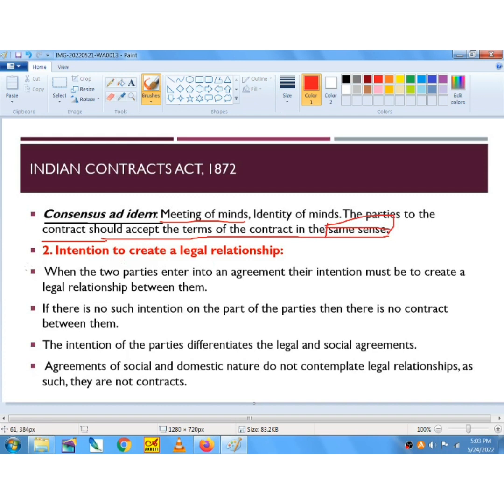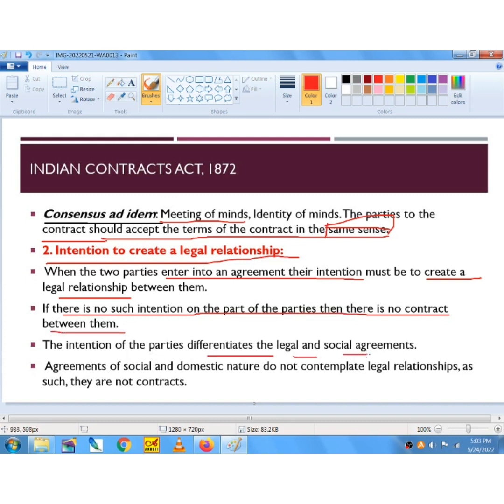Next, the second essential is intention to create a legal relationship. The intention of the contract is that there will be legal consequences if there is a breach. So the parties must have an intention to face legal consequences, to have a legal relationship before entering into the contract. When the two parties enter into an agreement, their intention must be to create a legal relationship. If there is no such intention on part of the parties, then there is no contract. The intention here differentiates legal and social agreements.